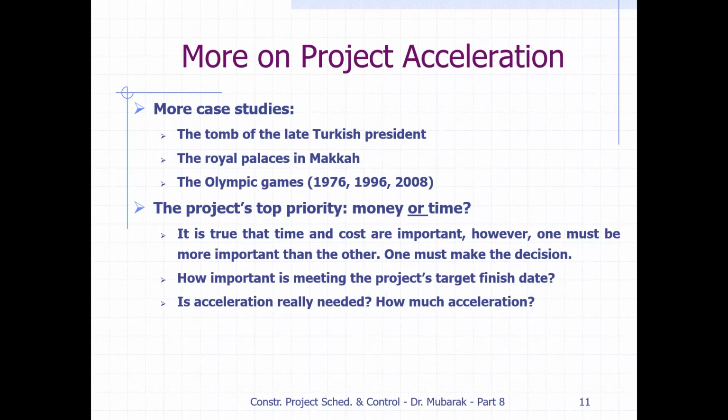Is acceleration really needed? How much acceleration is needed? Sometimes we have to think, because accelerating projects costs money, so direct cost will increase. We need to decide whether there is a serious need for acceleration, or how much we have to speed up. Is the extra cost justified? If there will be extra cost for early completion, will that cost be justified? Will it be okay? This we need to decide.